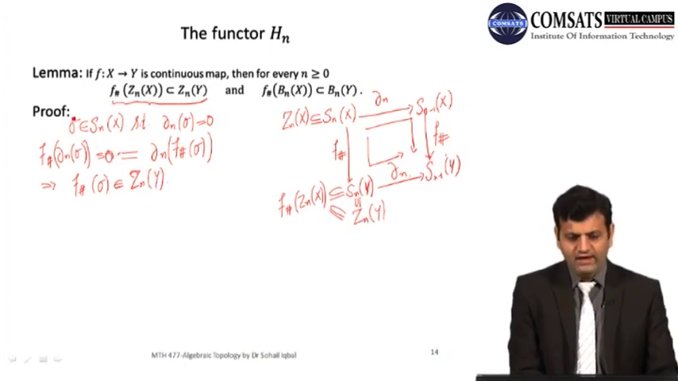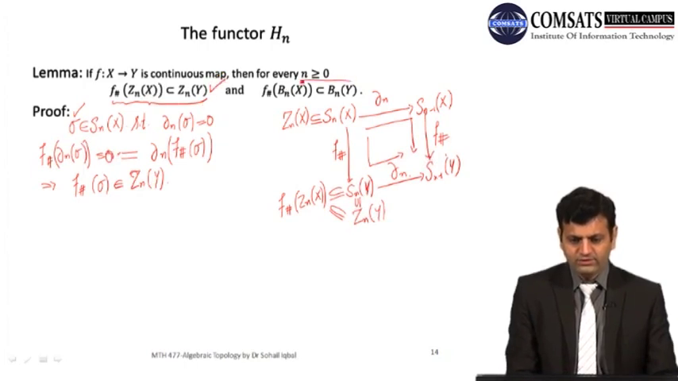Normally we use this sigma to represent a singular n simplex, but in this case this sigma is any element of Sn x. So if I have any element such that the boundary is 0, then the image under this f hash of this sigma is basically 0. So the boundary of this f hash sigma is 0. In other words, f hash sigma belongs to Zn y. So we have proved this result.